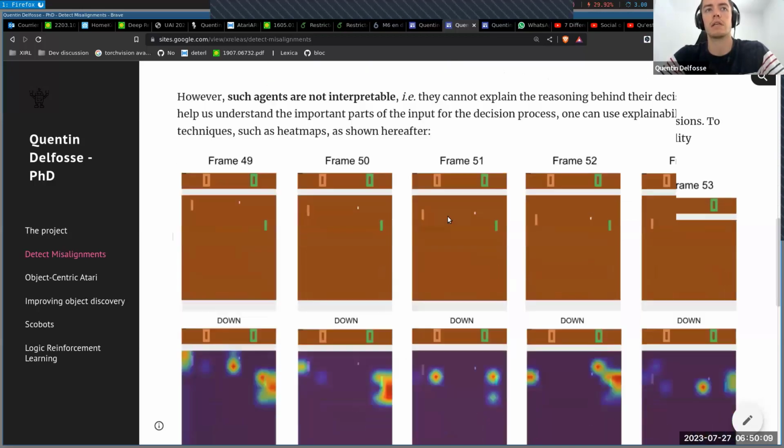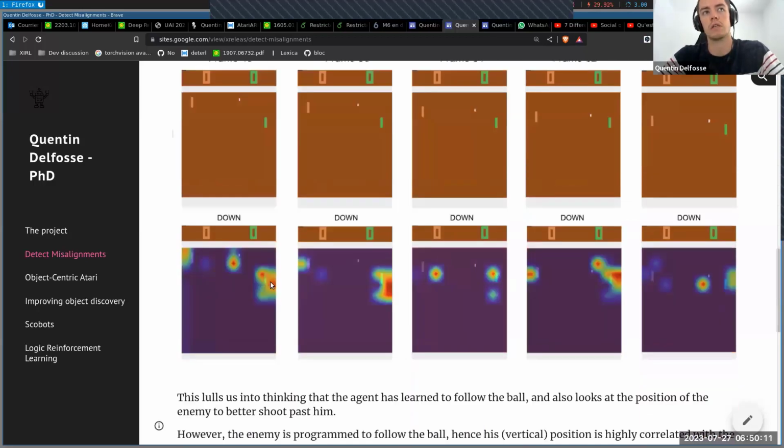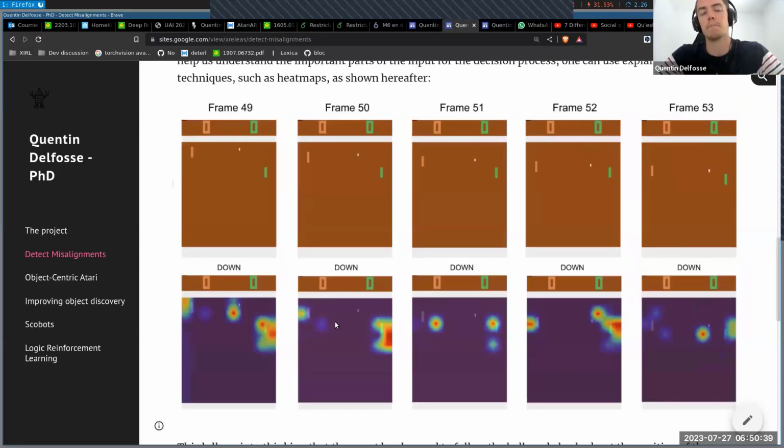And if you look at heat maps, and these are results that I reproduced this morning, the agents are really paying attention to their own paddle, the ball, and the enemy paddle. And so what you might think is that there is no problem. Like it understood that it has to throw the ball behind the enemy's paddle in order to score, which is ultimately what you want to optimize for. And there is supposed to be no problem.